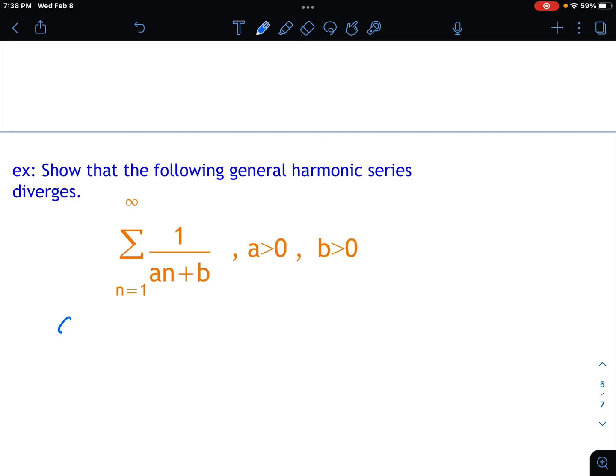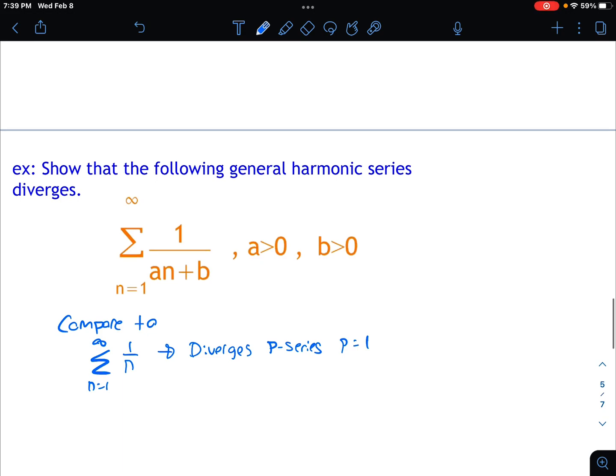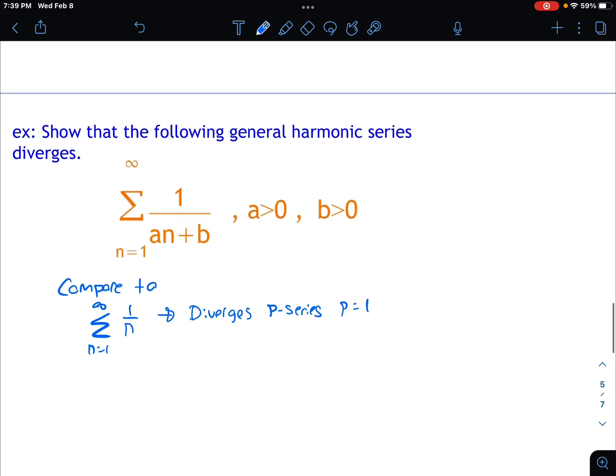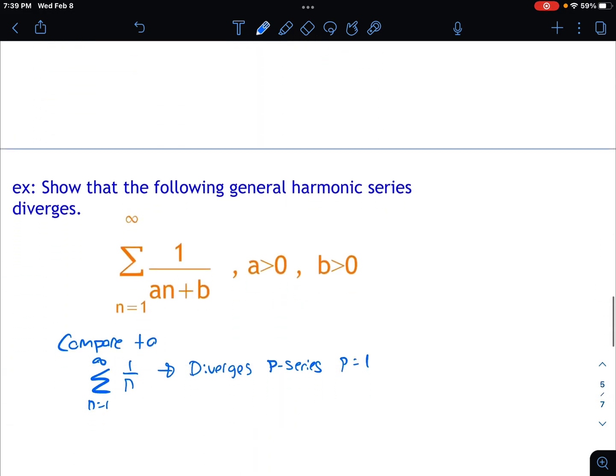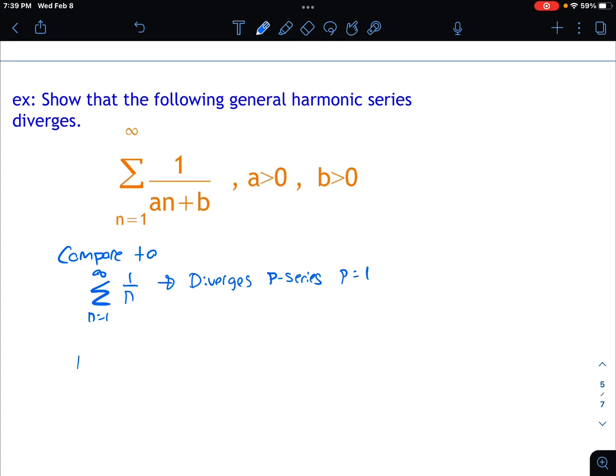What we're going to do is compare this to our favorite one, the general harmonic series, the sum from n equals 1 to infinity of 1 over n. We know this diverges since it's a p-series where p is equal to 1. So because it diverges, if we take the limit comparison test, where you divide the two and take the limit, we're going to take this limit as n approaches infinity of a sub n divided by b sub n.